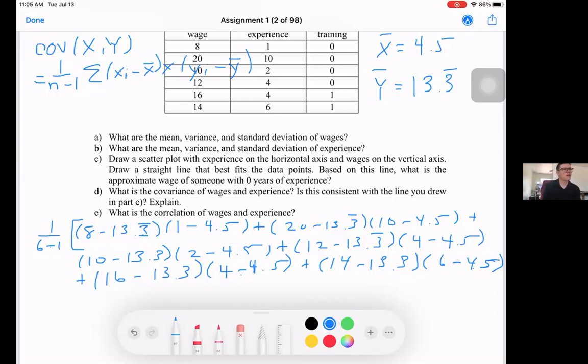Okay, so that is great. No one got stuck. If you got stuck, please feel free to break in and let me know, and we can talk about anything that was confusing. Okay, so then the second part of this question asks, is this consistent with the line you drew in part C? So what do you guys think? Is 12.8 consistent with the line that we drew?